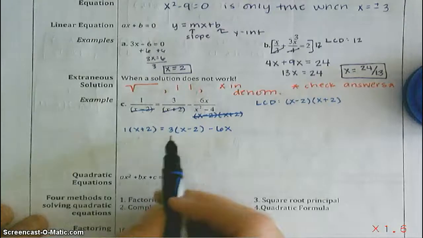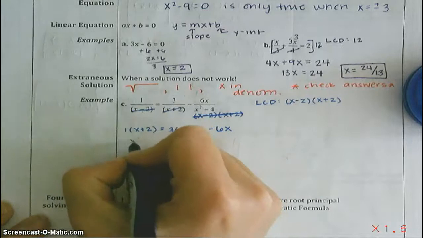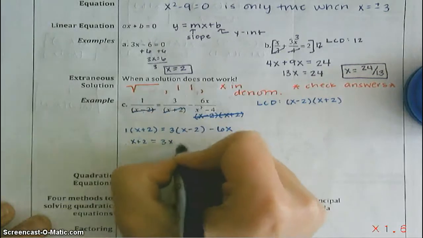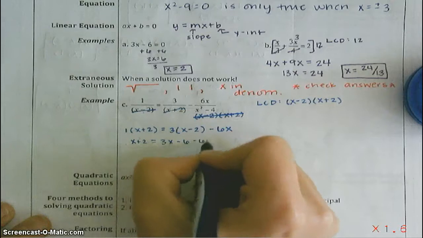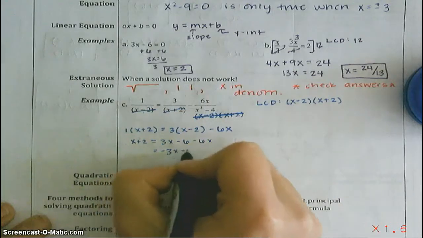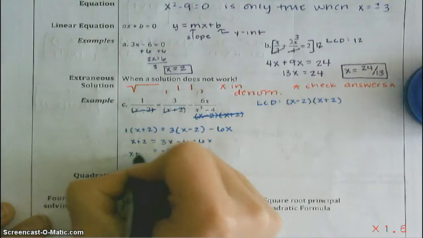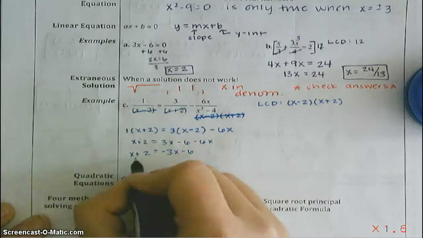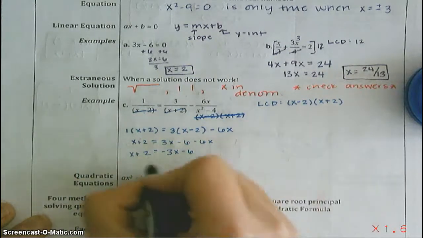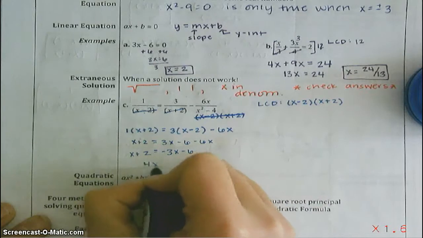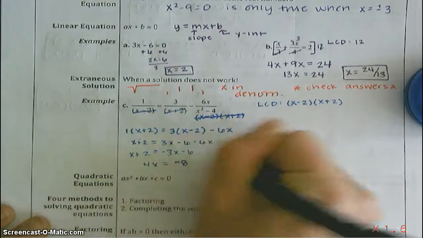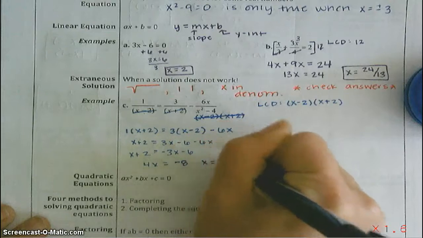Once you're here, you can distribute and combine like terms, so you're going to have x plus 2 is equal to 3x minus 6 minus 6x, leaving you with negative 3x over here. I'm going to add 3 over here and subtract 2 over to here. So this is going to become 4x is equal to negative 8, which means that x is going to equal negative 2.